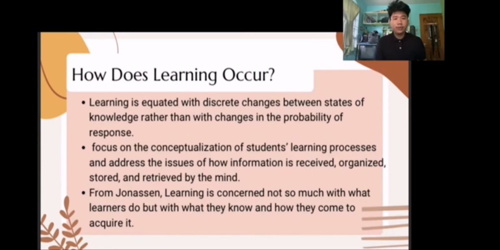So how does learning occur? Learning is equated with discrete changes between states of knowledge rather than with changes in the probability of response. Focus on the conceptualization of students' learning processes and address the issue of how information is received, organized, stored, and retrieved by the mind. So last is from Jonathan. Learning is concerned not so much with what learners do, but with what they know and how they come to acquire it.